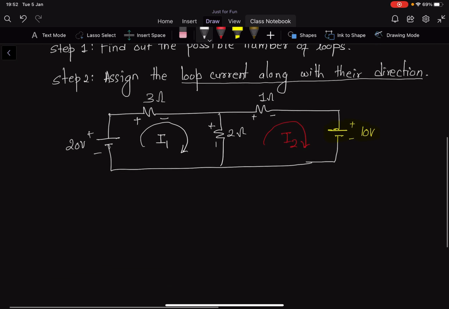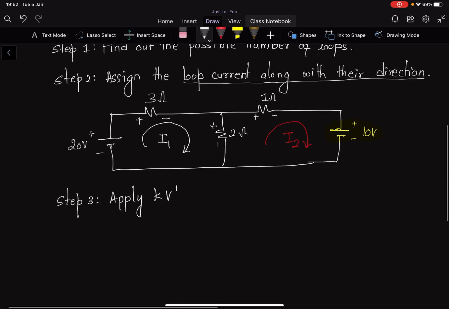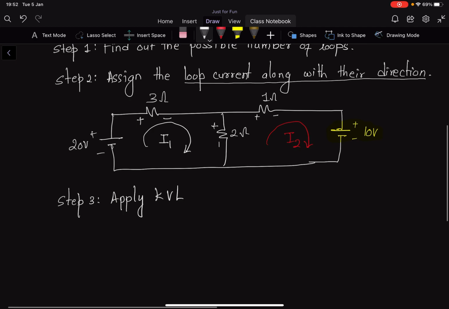The next step is what I was talking about, KVL. Now the next step is to apply KVL. Mesh analysis is also called application of Kirchhoff's voltage law, which is KVL. So what we have to do in step 3 is to apply KVL in the loop.